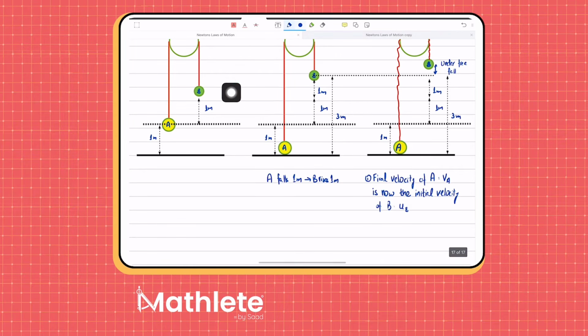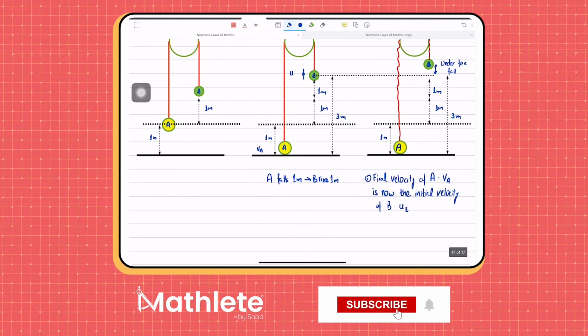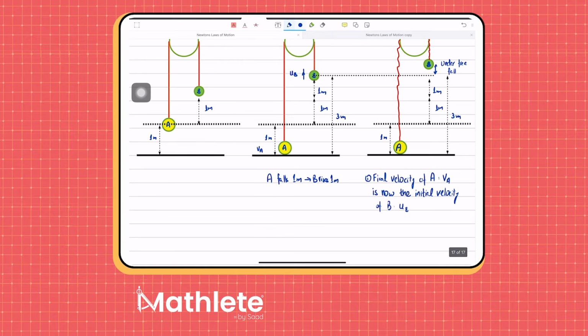Now the speed at which A hits the ground, the final velocity of A, is going to be the speed with which B starts to rise further. That's going to be its initial velocity. And remember, for B, the part of the journey that we're considering is the part where it's under free fall. Then when B reaches its maximum height, it's going to rise a bit further up and then come back down.